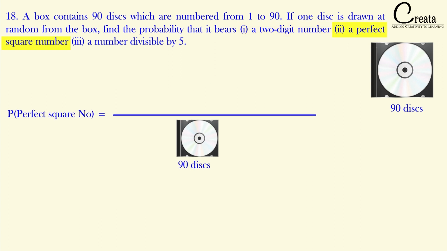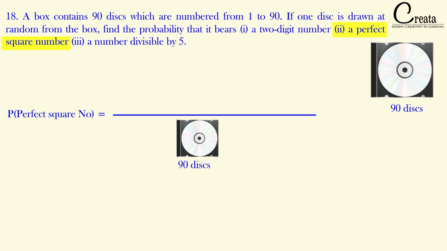Let's take the second case. In the second case, what is the probability that the disc will have a number that is a perfect square number? So we have the discs from 1 to 90. Which numbers are perfect square numbers? Again, the concept of number theory is coming into the picture. So firstly, let's see what the perfect square numbers are.